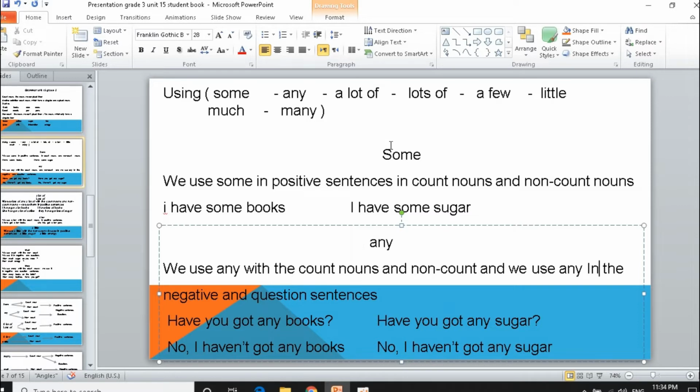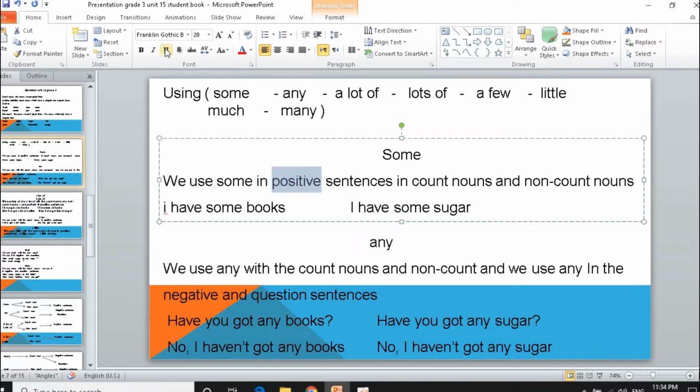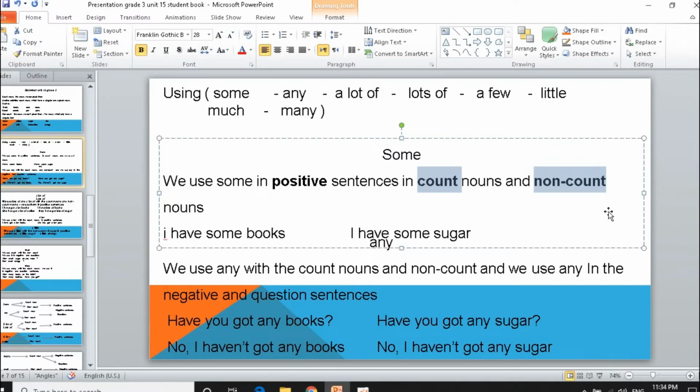Again, some. We use some in positive sentences, with count and non-count nouns, such as: I have some books, I have some sugar.